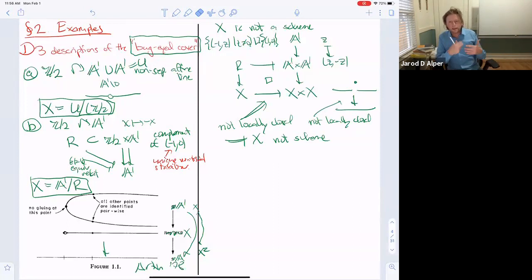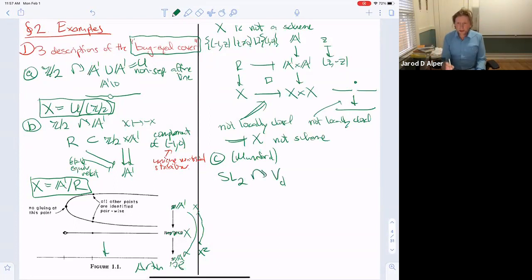To convince you that these examples actually show up in nature, there's Mumford's GIT. He gives an alternative description of this, where you have an action of SL2. It's also going to be the quotient of a free action of SL2 on something quasi-affine. So it's a pretty nice situation, but yet you still have this pathological behavior. Let's take SL2 acting on a vector space, the irreducible representation of dimension d.